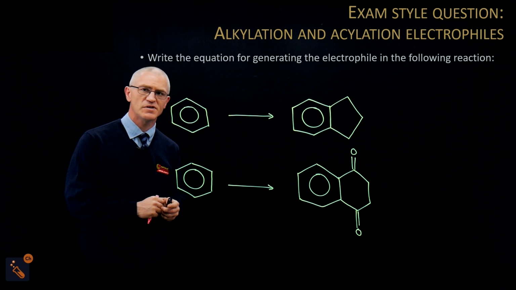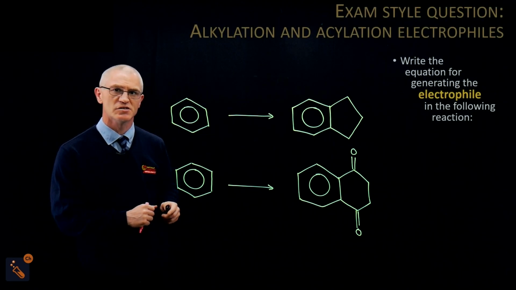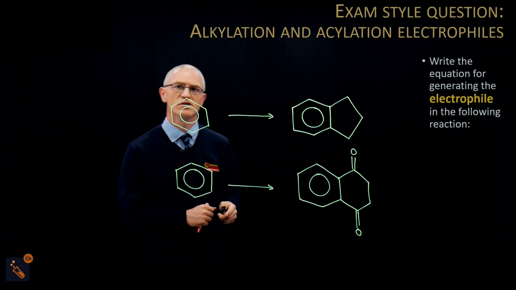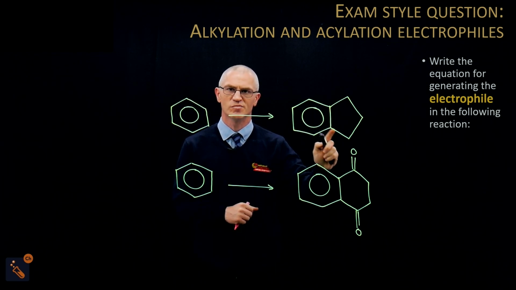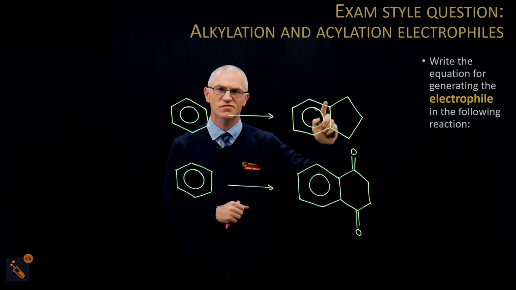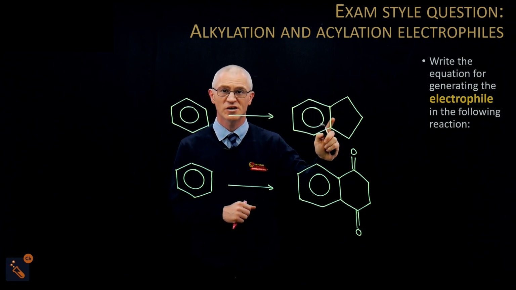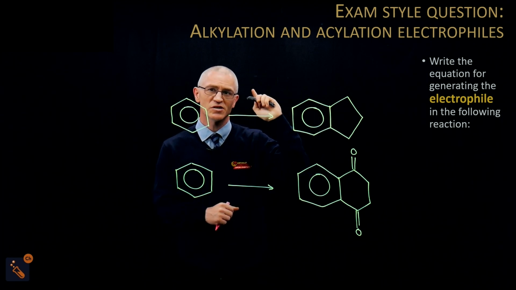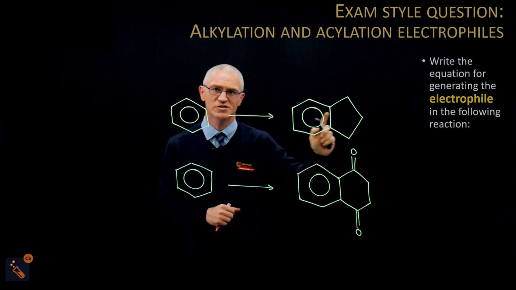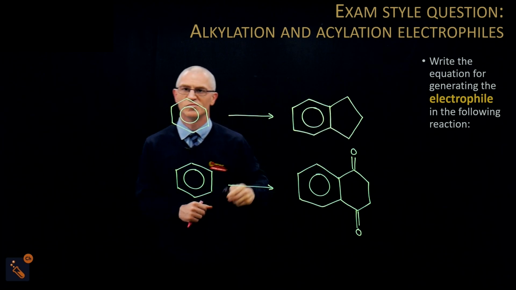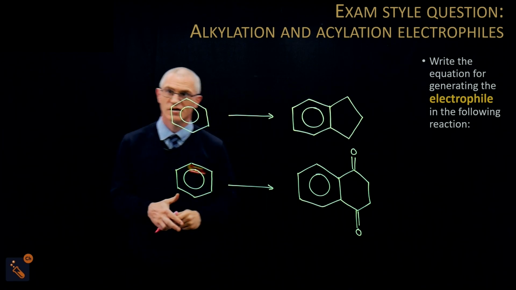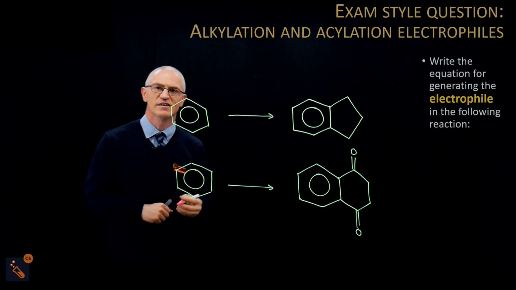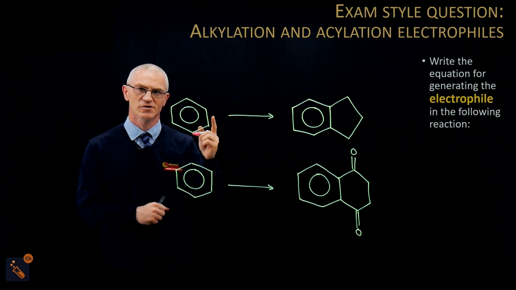Now, hopefully you should notice that there is a carbon-carbon bond here and a carbon-carbon bond here, and it's all connected. If that is all connected and it's a carbon-carbon bond and there's nothing else in there, then it's most likely to be Friedel-Crafts acylation, because we're making a carbon-carbon bond between benzene and a hydrocarbon essentially. So let's try and write the equation for the generation of the electrophile.